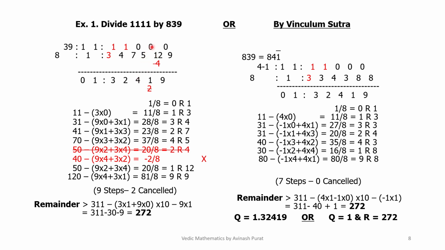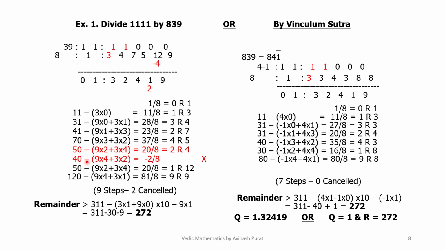Now 50 minus 9 into 2 plus 3 into 4, equal to 12. 18 plus 12, 30. 50 minus 30 is 20. 20 by 8 equal to 2 or 4.